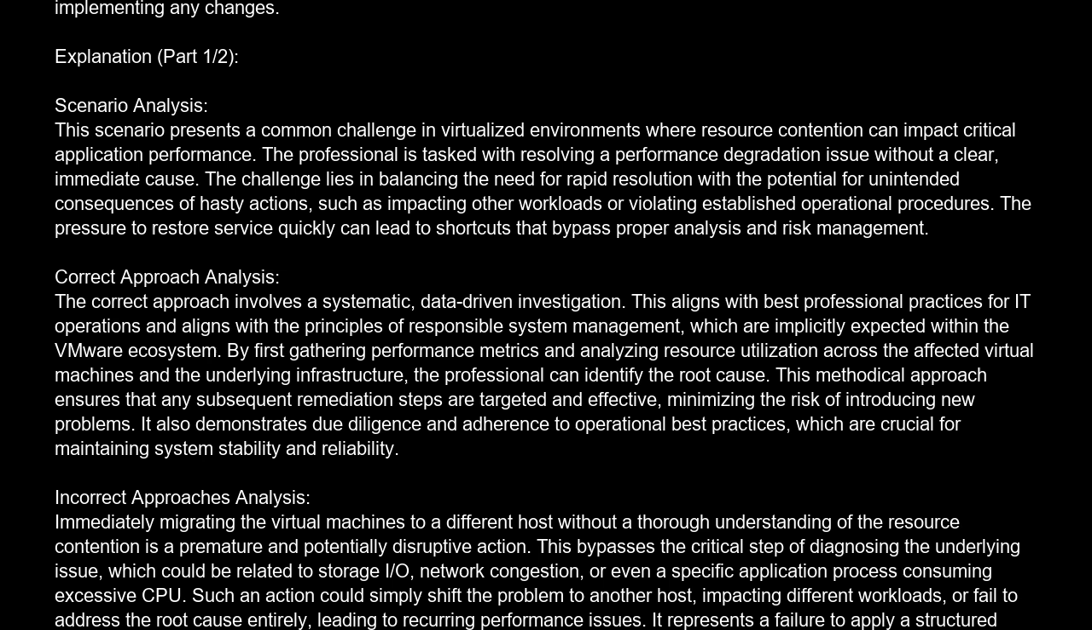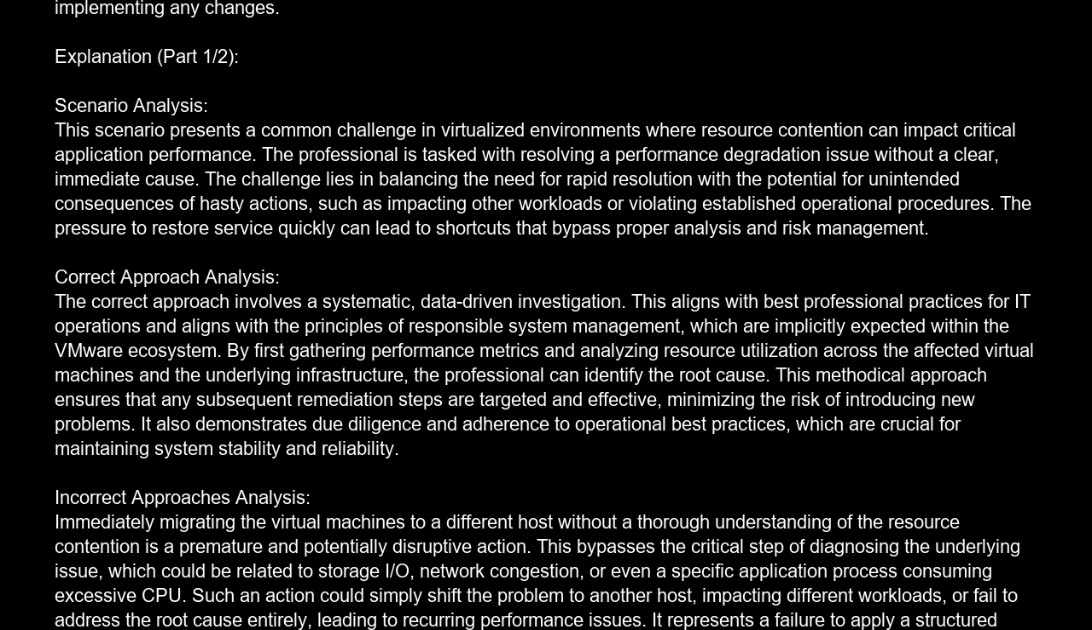Explanation. Scenario analysis. This scenario presents a common challenge in virtualized environments where resource contention can impact critical application performance. The professional is tasked with resolving a performance degradation issue without a clear, immediate cause. The challenge lies in balancing the need for rapid resolution with the potential for unintended consequences of hasty actions, such as impacting other workloads or violating established operational procedures. The pressure to restore service quickly can lead to shortcuts that bypass proper analysis and risk management.